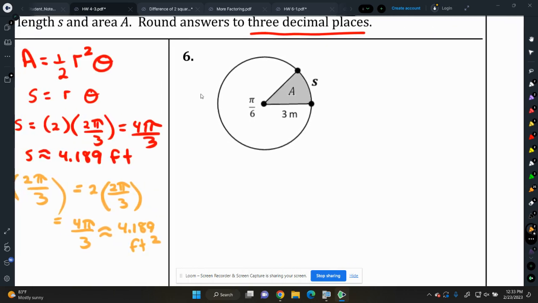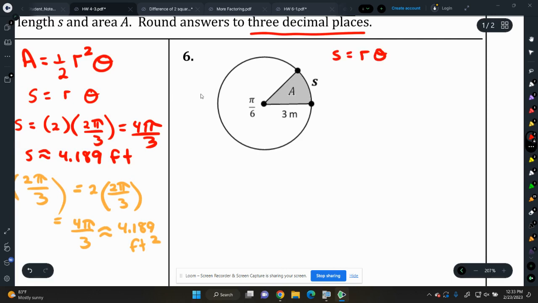Okay, number 6. See, these are not too bad, right? Caitlin's bored out of her mind.